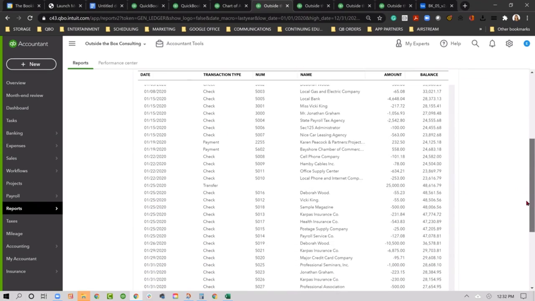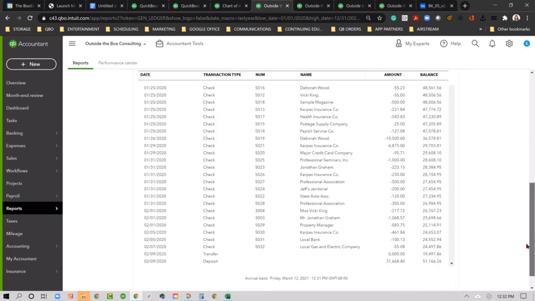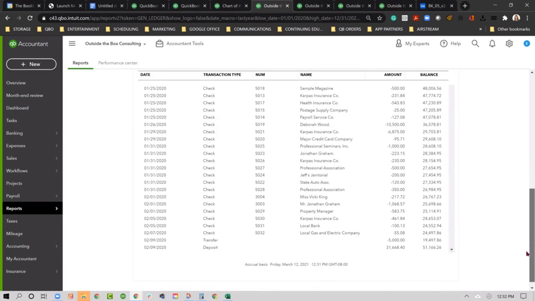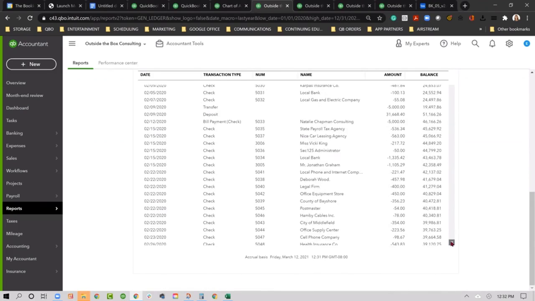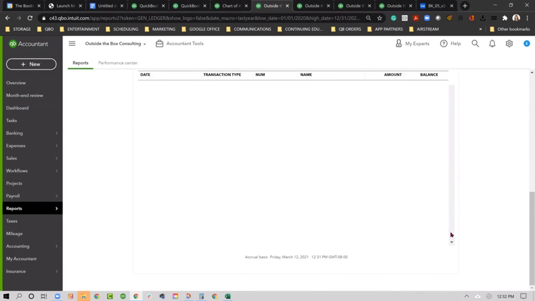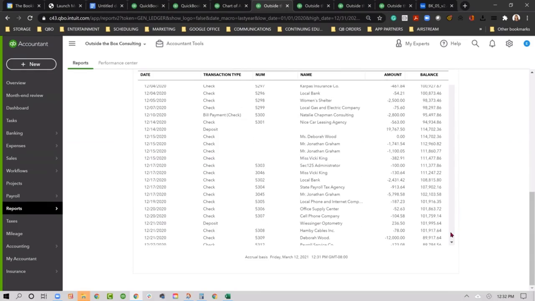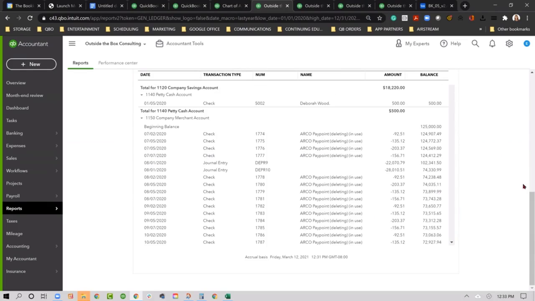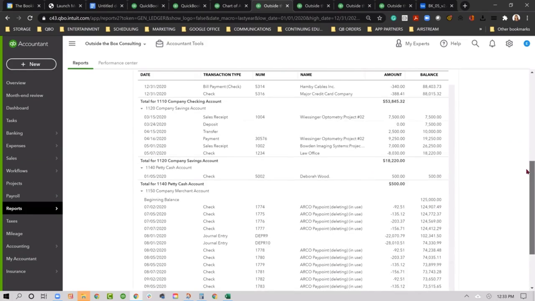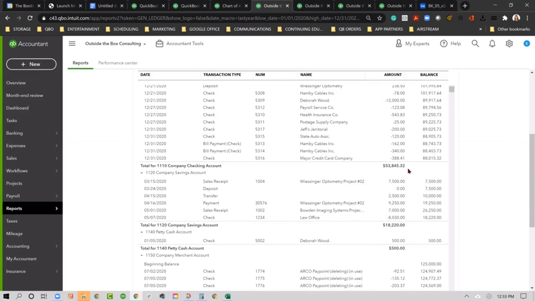So if I scroll down, you can see we've got a lot of activity in this. I'm gonna have to keep scrolling. This is a lot of information to just throw at somebody. So I'm gonna click down until I get to December, and I'll have an ending balance for this bank account at December 31st. So let's see what that is. Let me go up a bit. Here it is. So it's doing the running total, and the ending balance at 12/31 is 53,845.